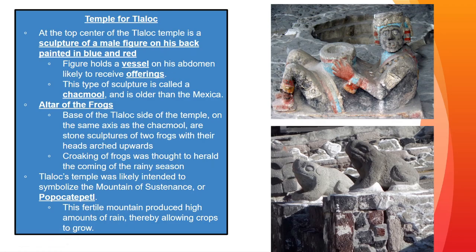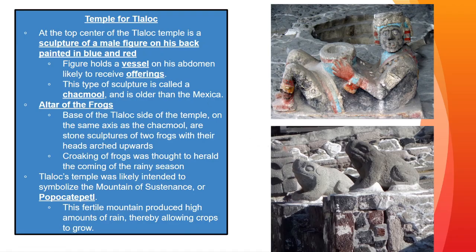And we also have this chacmul. A chacmul is this type of sculpture. It's a little bit older than Aztec, but they continue to use it. And a chacmul is going to be this figure with an offering vessel here. So people could put offerings into that vessel that is sitting on his abdomen. So these two things are kind of close to each other on the same axis. Frogs are looking upwards because they're looking for the rain. You got to think of the rain.